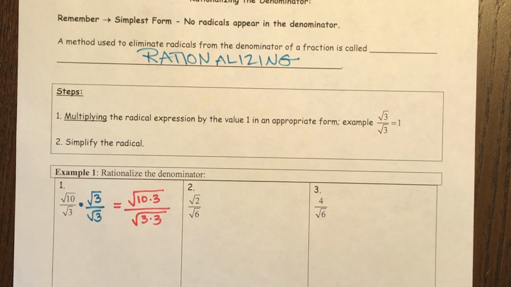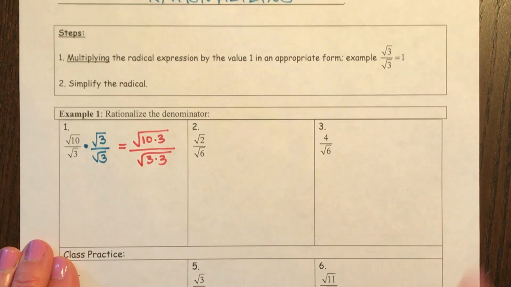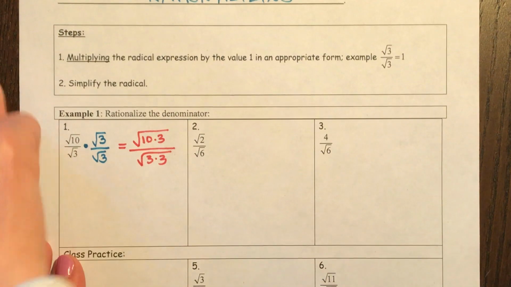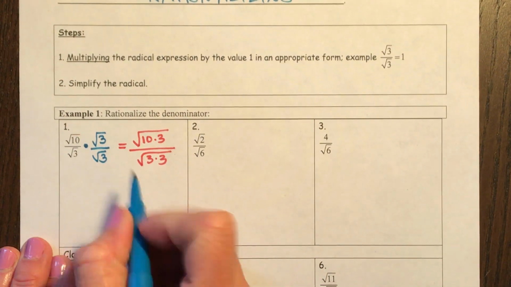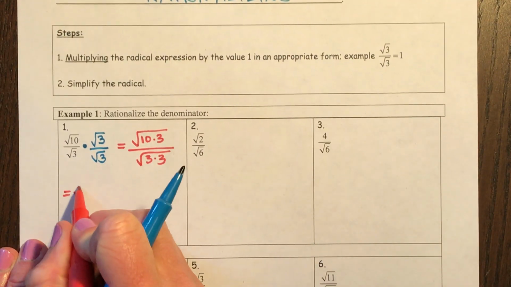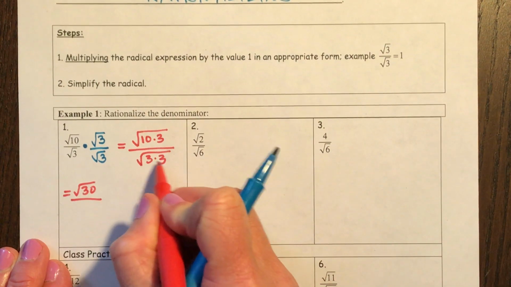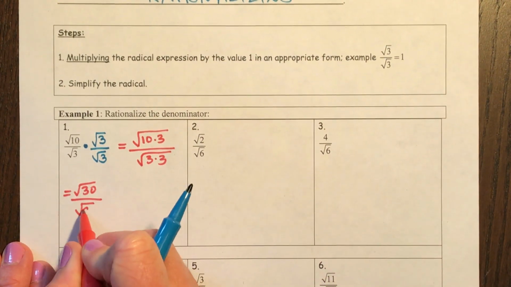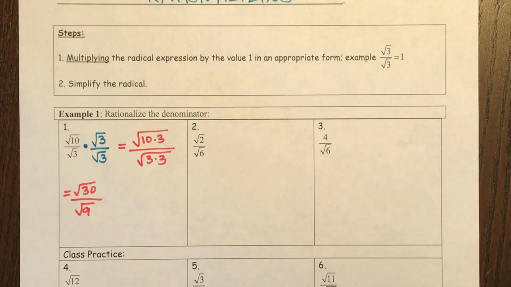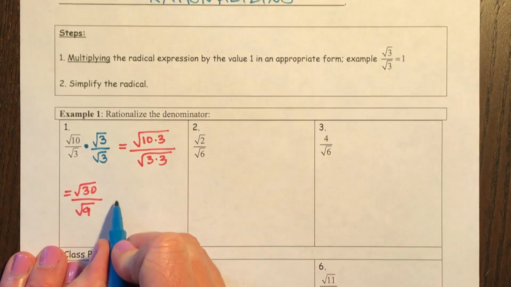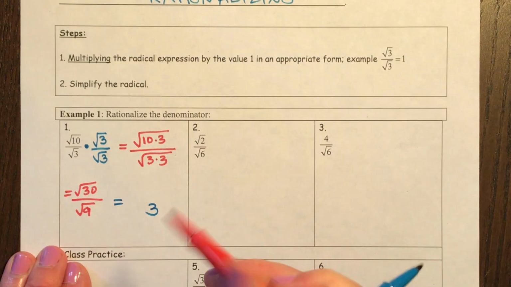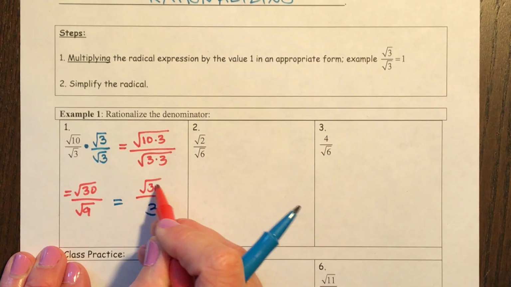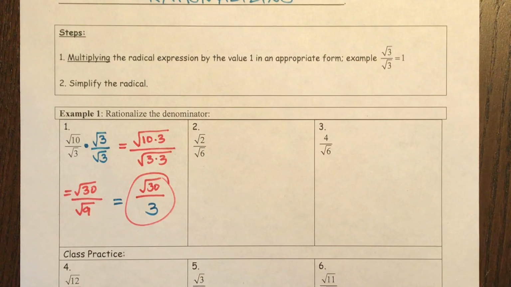Now I'm going to simplify the multiplication we just did. 10 times 3 is 30, so I rewrite this as the square root of 30. The square root of 3 times 3 is the square root of 9, and the square root of 9 is 3. And that is your final answer. It is simply getting the denominator to have no more root, no more square root symbol.